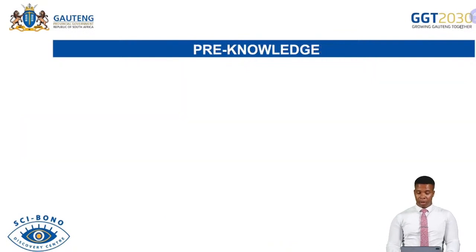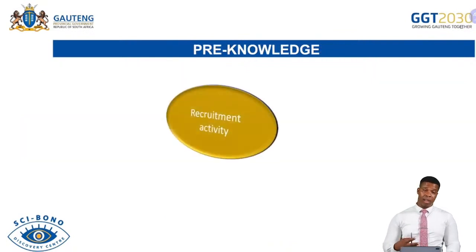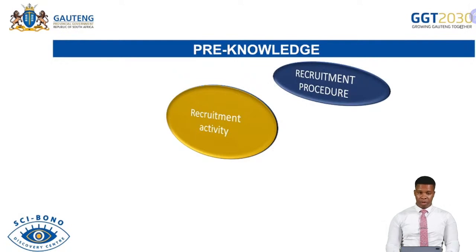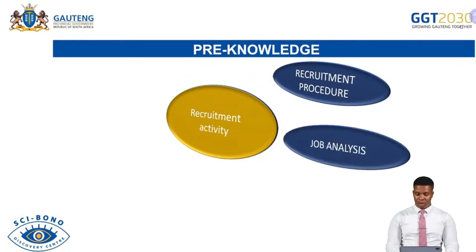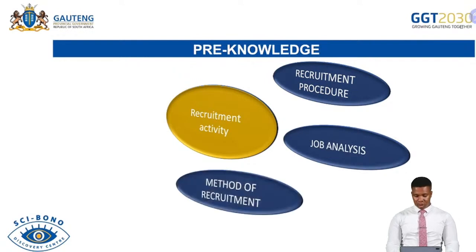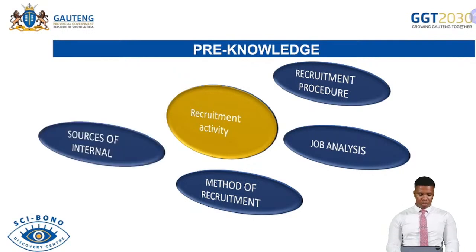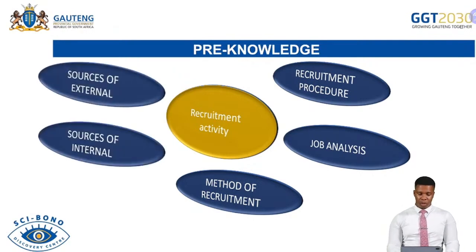Now, we have our pre-knowledge. This is what we covered in our previous lesson. In our previous lesson, we looked into the recruitment procedure under the activity recruitment. We also looked into job analysis, which consists of job description and specification. We looked into methods of recruitment. We also looked into sources of internal recruitment and sources of external.